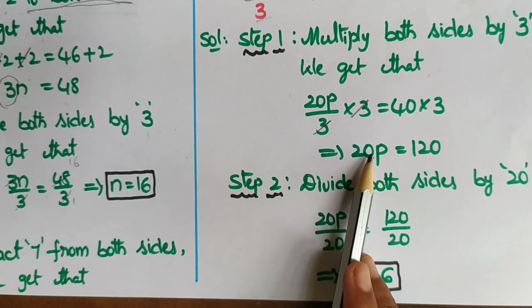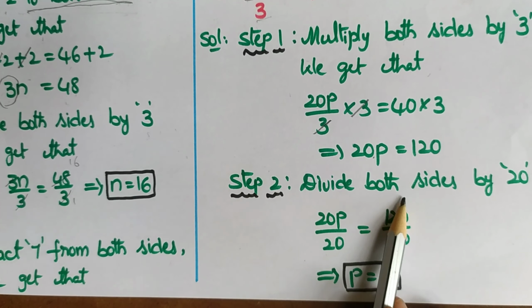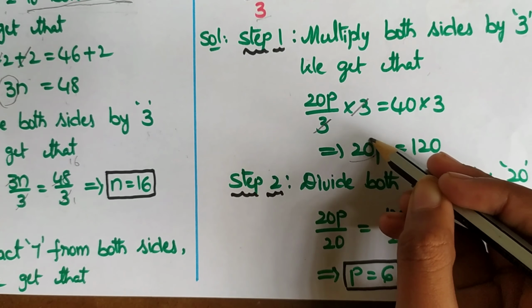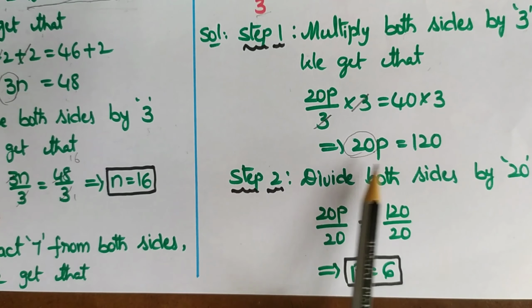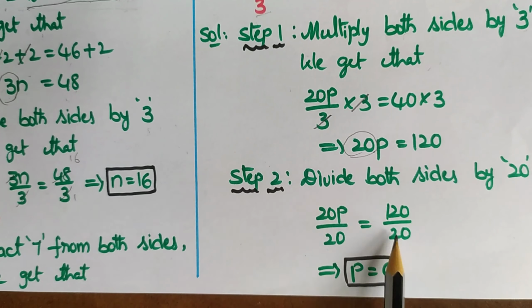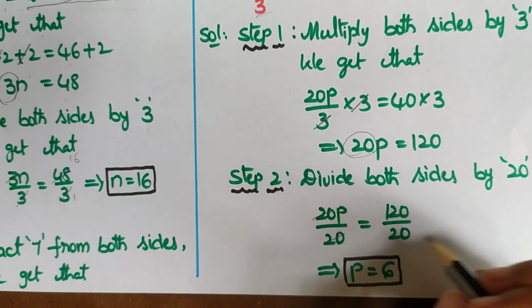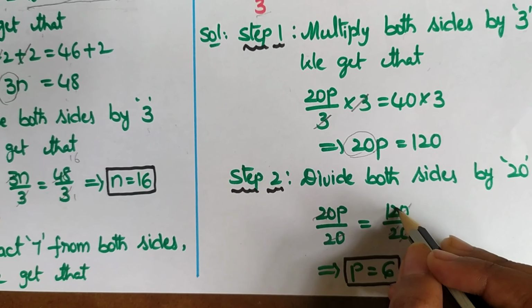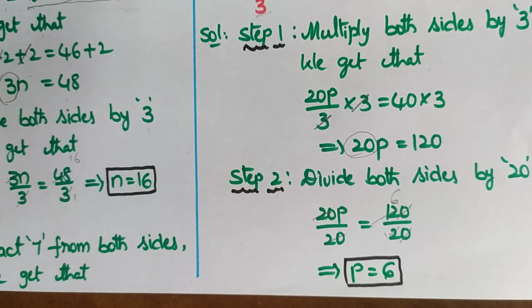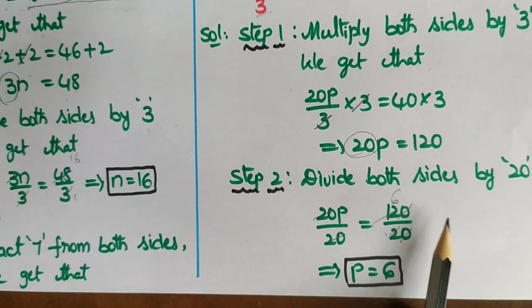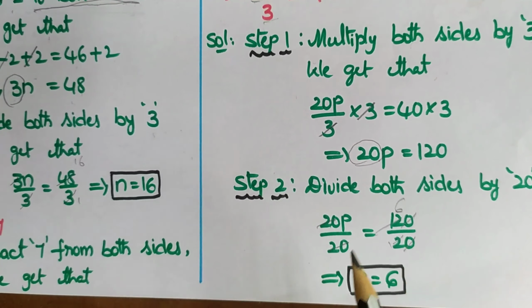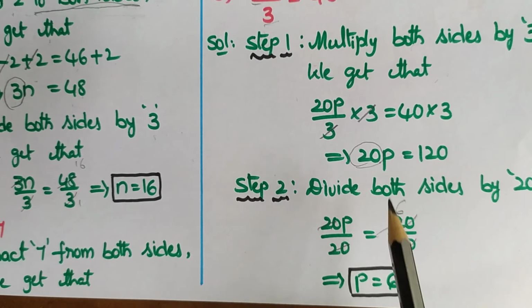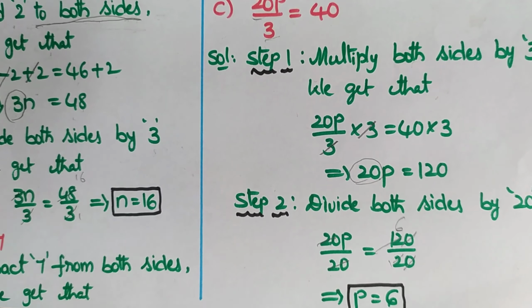Anything opposite to multiplication is division. So divide both sides by this number 20. So it is 20p by 20 is equal to 120 by 20. Now here 20 get cancelled and 0, 2 ones are 2 and 2 6s are 12. Now p equal to 6. Therefore 20p by 3 is equal to 40, where p equal to 6 is the answer for this C bit.